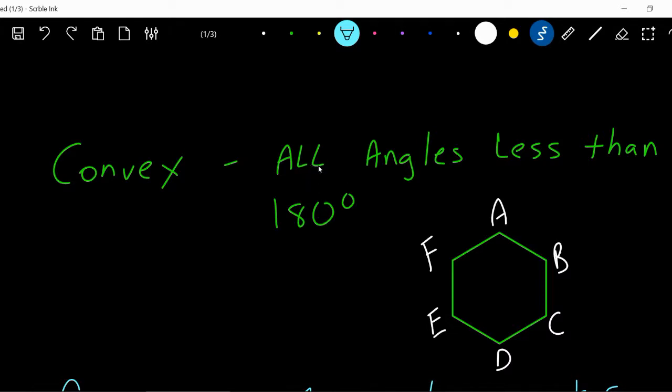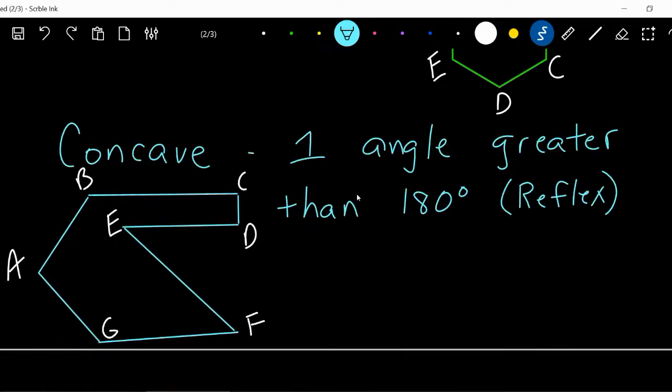So there's no reflex angles in there, and what it creates is a shape called convex. It's all contained inside. So AB to BC, these angles are all less than 180. Now, the other type of shape would be a concave shape. At least one angle is greater than 180, or a reflex.